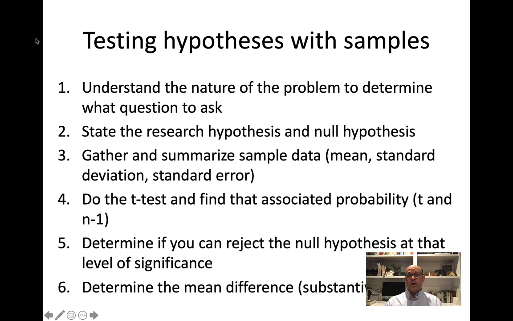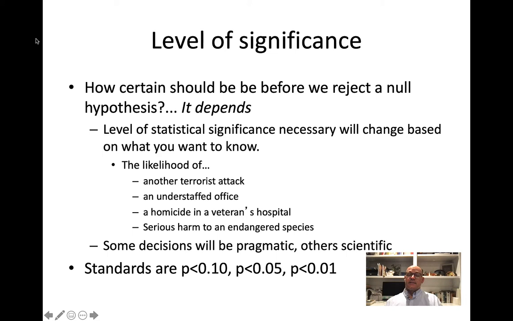Okay. Now, someone always asks, well, how confident do you need to be to reject the null hypothesis? Well, it depends. The truth is it just depends. Like, there are some basic standards that you can see at the bottom of your slide. Most statisticians reject the null hypothesis at p less than 0.10, 0.05, or 0.01.